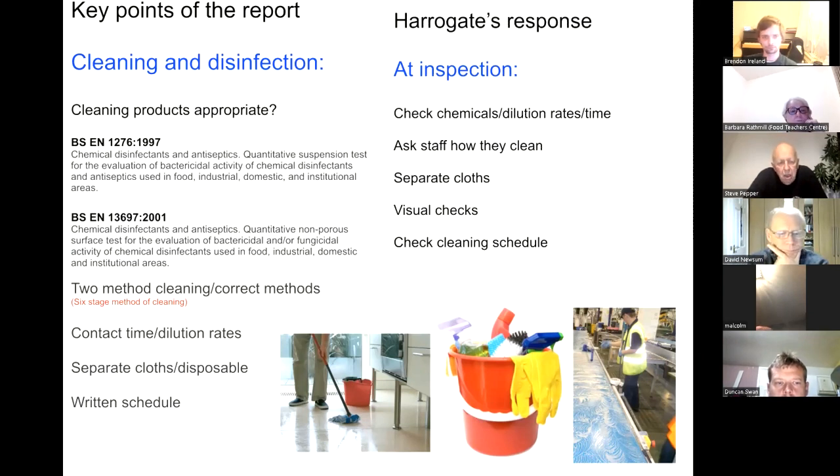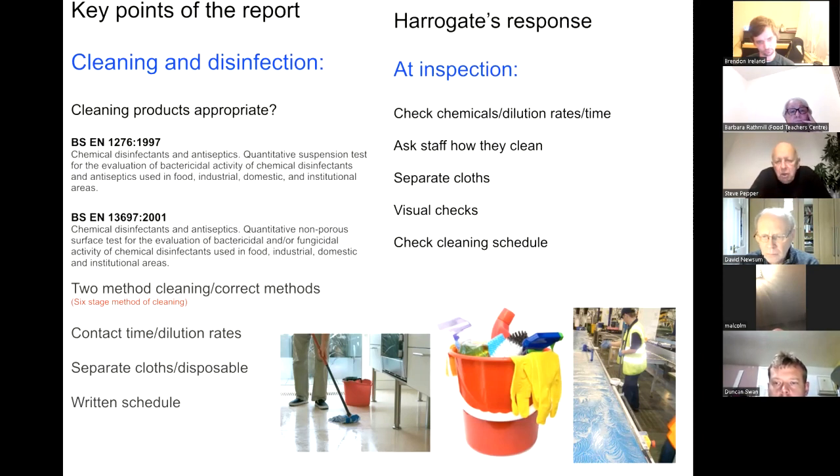Two-method cleaning, correct methods. Now, that's what environmental health will always say, a two-method cleaning, but effectively that is the 6 stages that we're just showing you in the video. Contact time and dilution rates must be followed. Separate cloths, and they should always be disposable. You don't want colour-coded cloths. You want paper towel of food grade. You need to have a written schedule of cleaning.